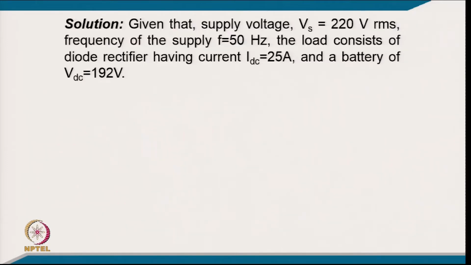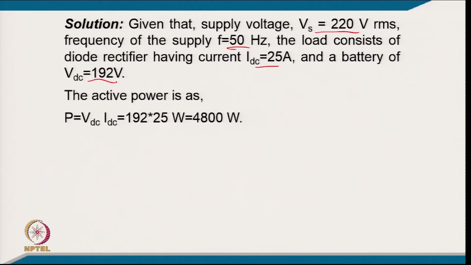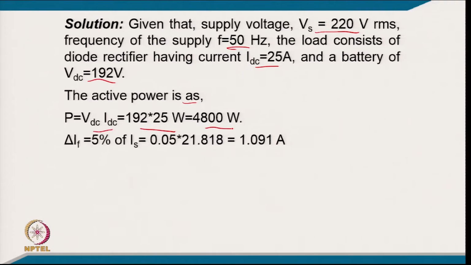So, coming to the numerical part of the solution, given that the supply voltage Vs equal to 220 volt RMS and frequency of the supply 50 hertz, the load consists of a diode rectifier having a DC current of 25 ampere and a battery voltage of 192 volt. So, the active power of the load is VDC times IDC. Putting the value, it comes 4800 watt.